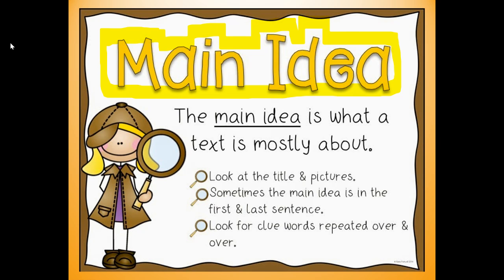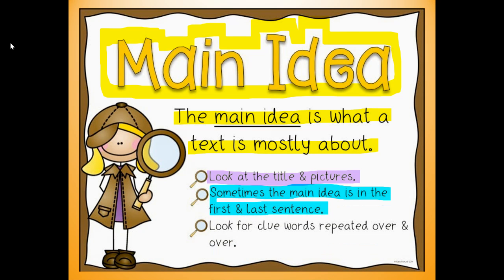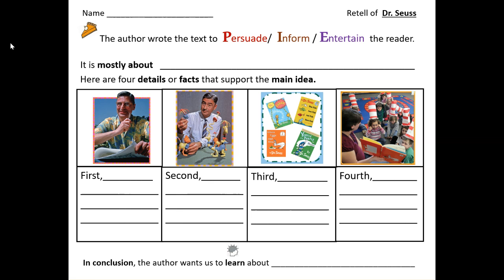Well, think about that. Main idea. The main idea is what a text is mostly about. Look at the title and pictures of the book. Sometimes the main idea is in the first and last sentence of the book. And look for clue words that are repeated over and over.